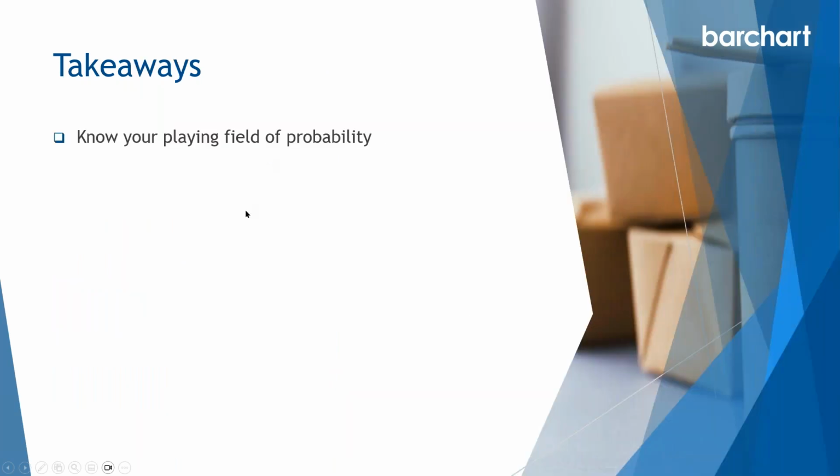So here are my takeaways. Know your playing field of probability, right? Where's that range of price? Where do I believe the market can go? Identify my trends in all time frames. I'm going to be more concerned with my higher and intermediate ones. Determine the type of trade I'm going to take.